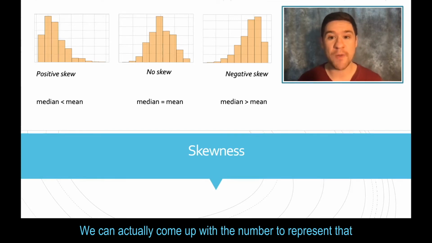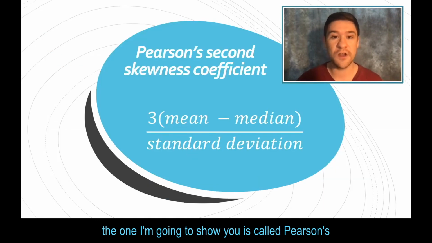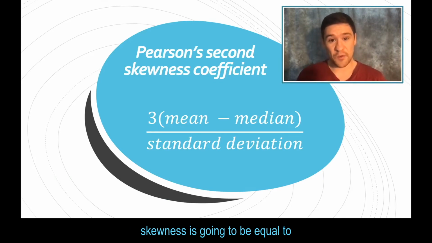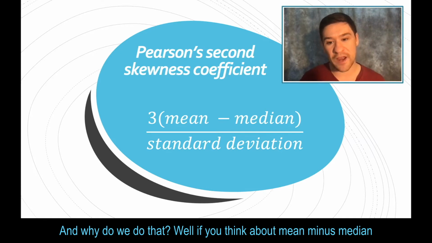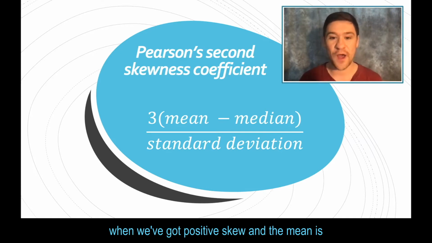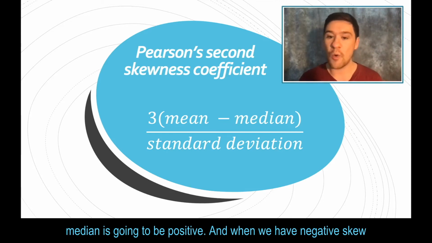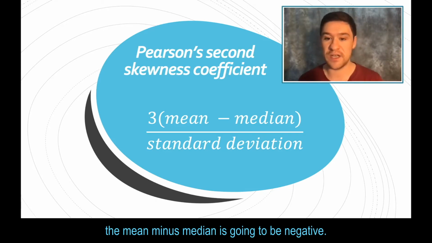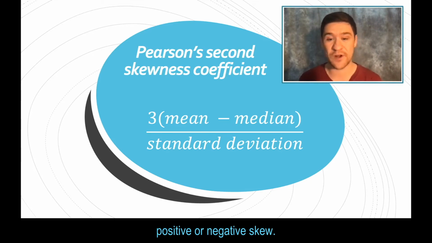We can actually come up with a number to represent that, and there's lots of different ways of doing that. The one I'm going to show you is called Pearson's second skewness coefficient. We say that skewness is going to be equal to 3 lots of the mean minus the median divided by the standard deviation. And why do we do that? Well, if you think about mean minus median, when we've got positive skew and the mean is bigger than the median, then mean minus median is going to be positive. And when we have negative skew, when the mean is smaller than the median, then mean minus median is going to be negative. So already this formula gives us the sign, gives us whether it's positive or negative skew.